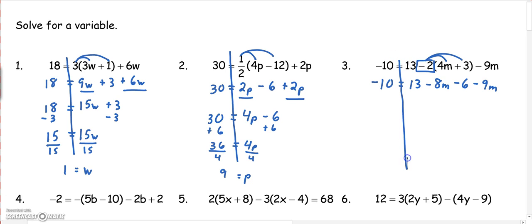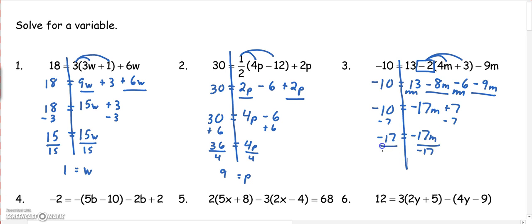Now I'm going to combine like terms. So I have two variable terms. That gets me negative 17m. And I have two constants, so 13 minus 6 gets me plus 7. I'm going to then subtract 7 from both sides. Negative 17 equals negative 17m. Divide by negative 17, so m equals 1.